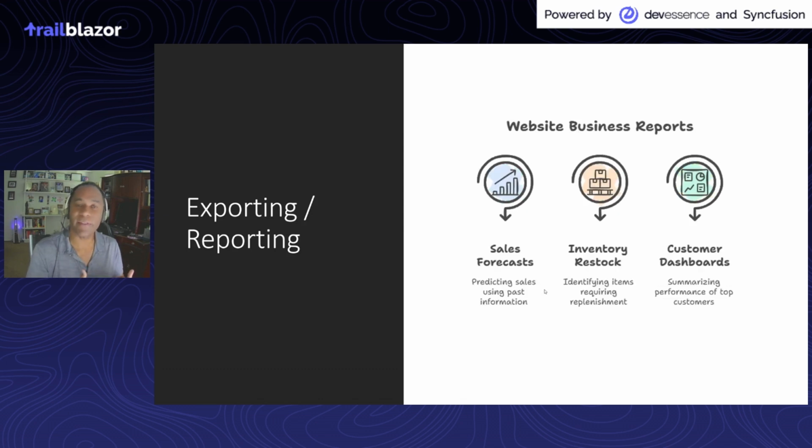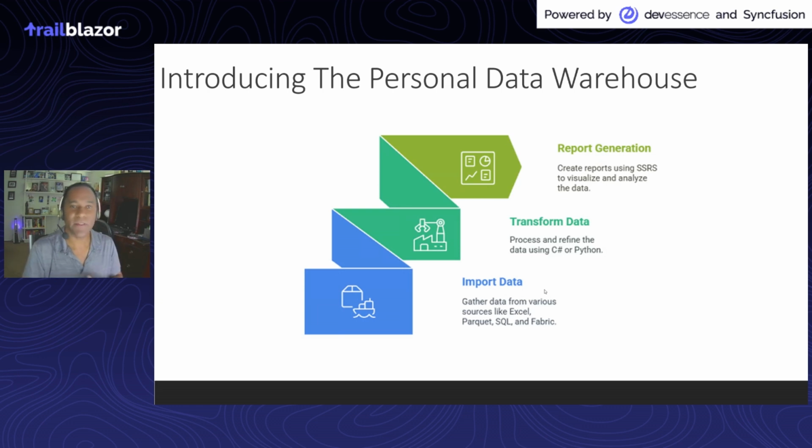And then, of course, obviously, in a web application, certain screens say, here's the sales forecast after we've transformed the data. Here's the inventory restock, or here's some sort of dashboard. Okay, so that just covers looking at data in a different way.